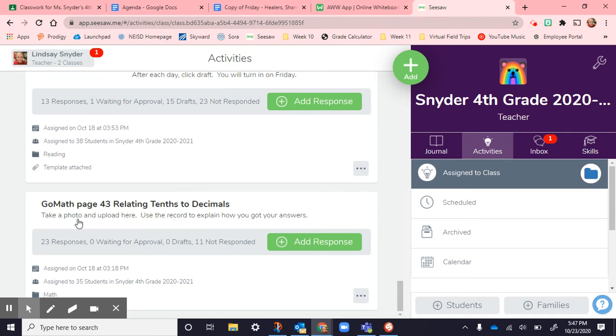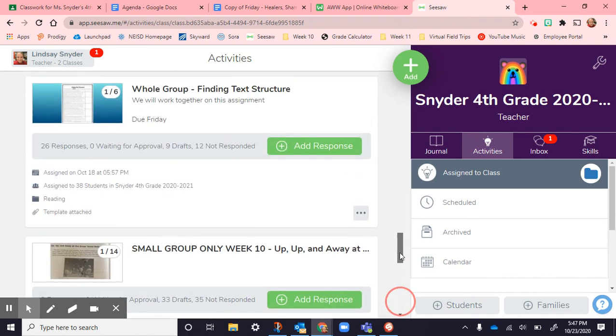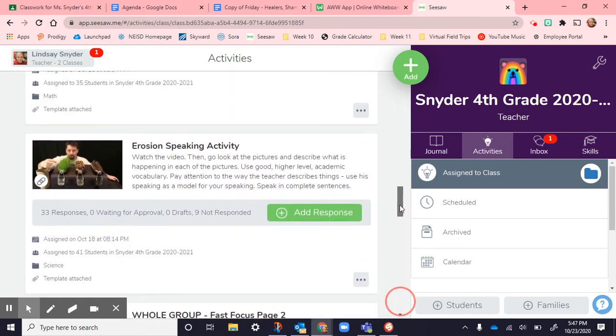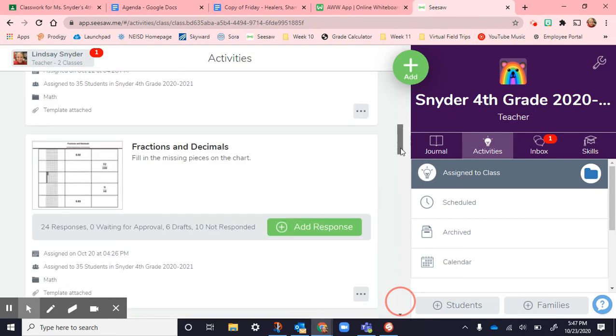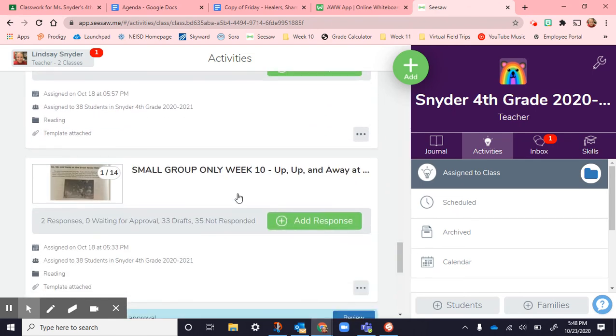And then this is what we did on Monday with the Go Math page 43. You uploaded and talked to me about that page there. So take a photo and upload, then record how you got your answers. And so once you have all that, again, the only thing that should be sitting in your Seesaw is the small group. Everything else should be completed and turned in by today. It's due. And then that, I think, is all.